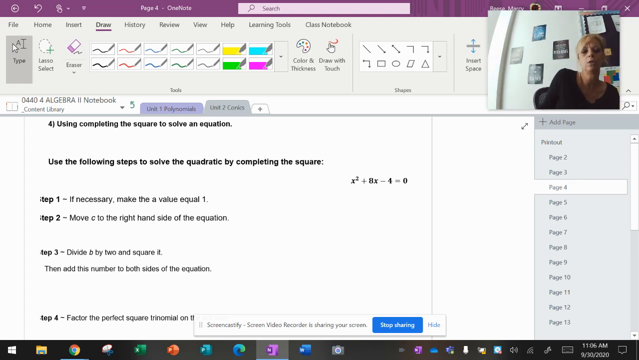So, using the following steps to solve the quadratic by completing the square. So I've got a quadratic, and if you notice, it is not factorable, and it's not a perfect square trinomial. That negative 4 is a perfect square, right? The square root of 4 is 2, but 2 and 2 do not add to be 8, okay? And there's another big piece.